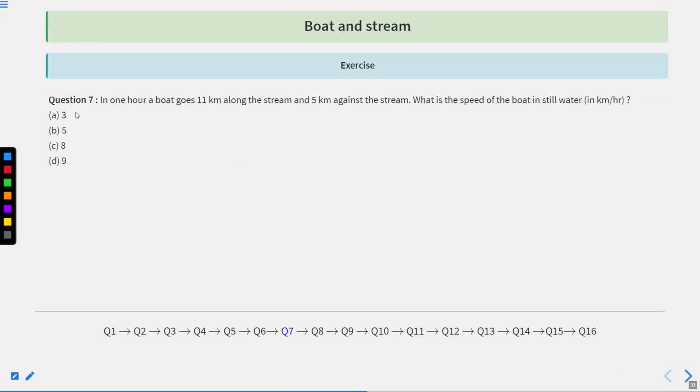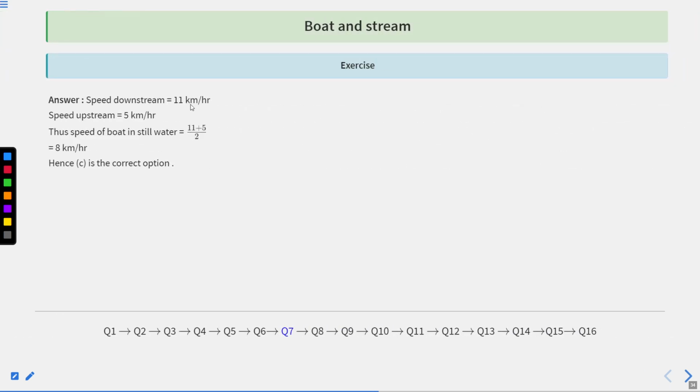Now, moving to problem number 7. In 1 hour, a boat goes 11 km along the stream and 5 km against the stream. So what is the speed of the boat in still water? Again, we have to find the speed of boat in still water.